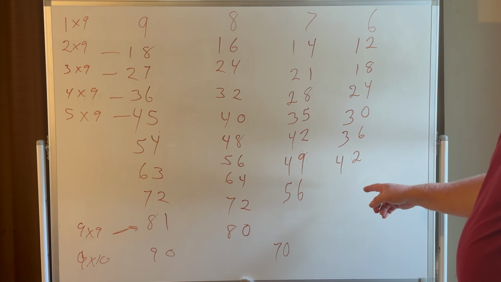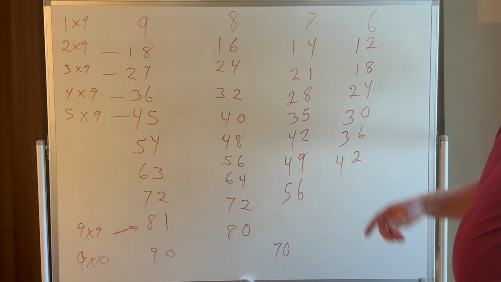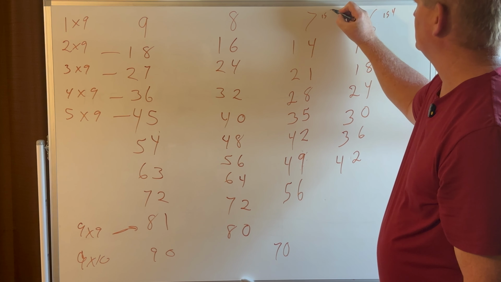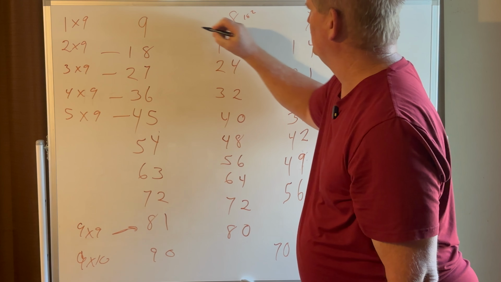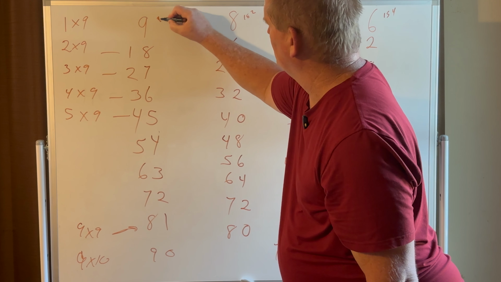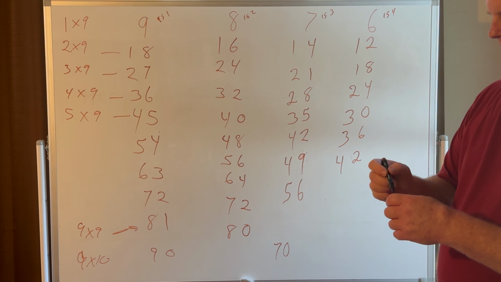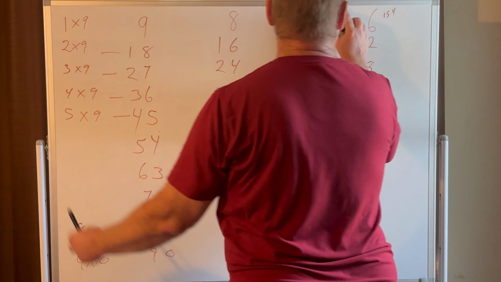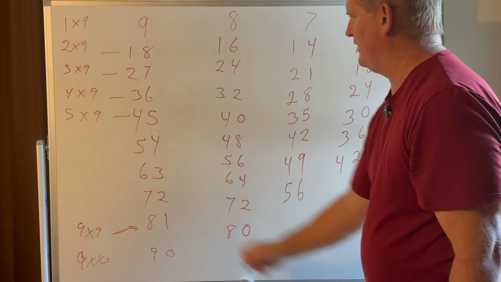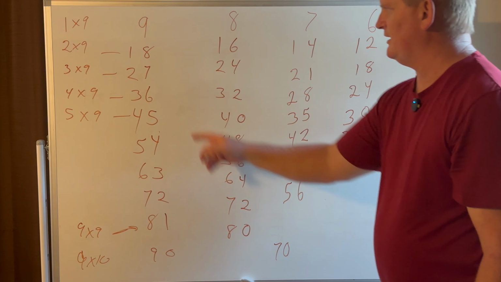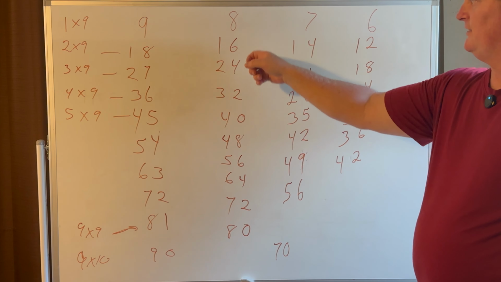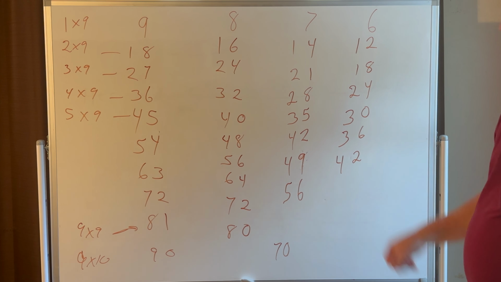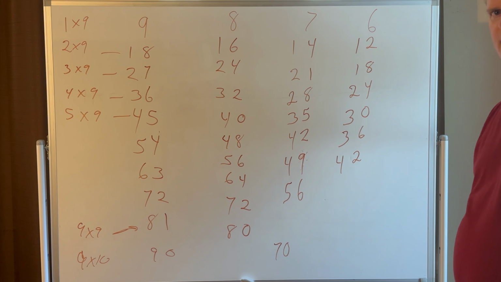Are you seeing this? 6s are 4s, like I said. 6 is 4. 7 is 3. 8 is 2. 9 is 1. You only go up by 1 on the left. You go down by 1 on the right. You go up by 1 on the left. You go down by 2 on the right. You go up by 1 on the left. You go down by 3 on the right. You go up by 1 on the left. You go down by 4 on the right.